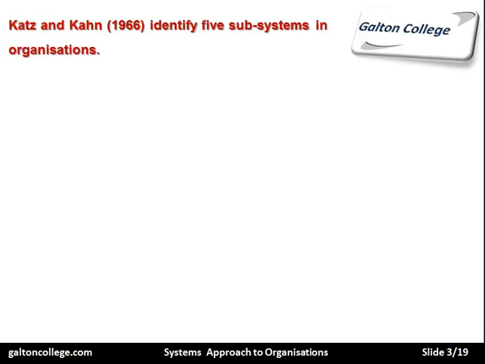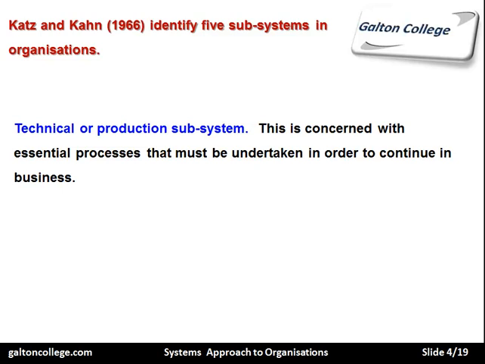Katz and Kahn in 1966 identified 5 subsystems in organizations. First of all, there's the technical or production subsystem. Now this is concerned with essential processes that must be undertaken in order to continue in business. So the technical or production subsystem is really a statement about the core activities that the organization must undertake if it is to continue in business. This is what must happen for the business to continue.